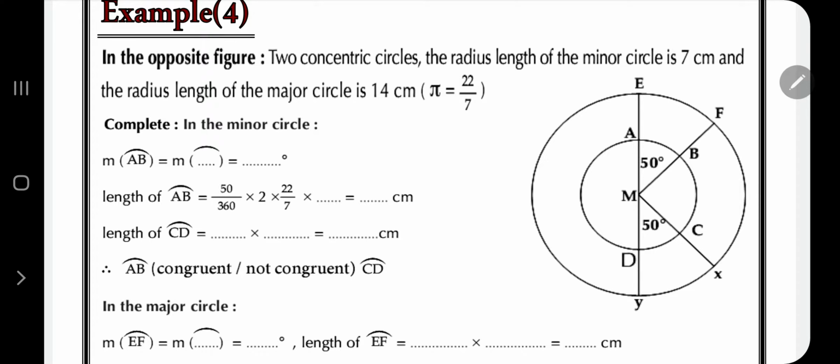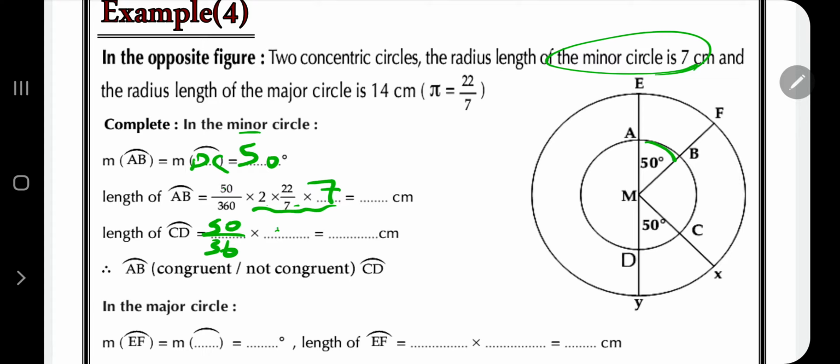The next one, the small circle or minor circle. The measure of arc AB equals 50 and the measure of arc DC also equals 50. AB equals 50 over 360 times 2πR. The radius here for the minor circle is 7, so I will put 7 and get the result. By the same way, I will get CD as 50 over 360 multiplied by the circumference. Both results are the same, so AB and CD are congruent.